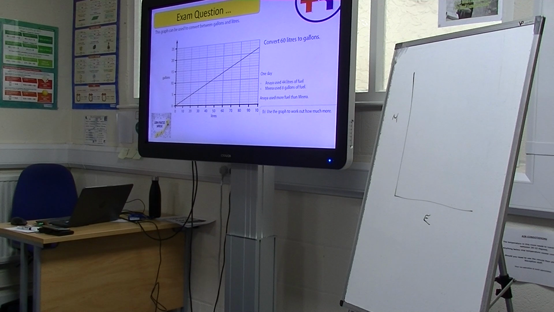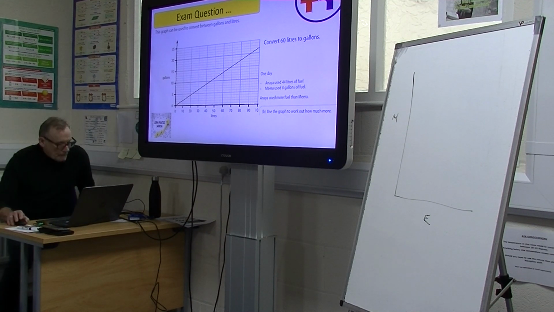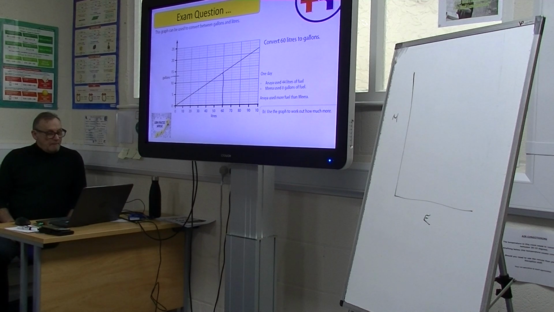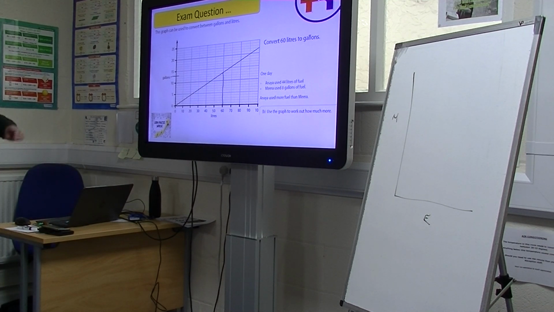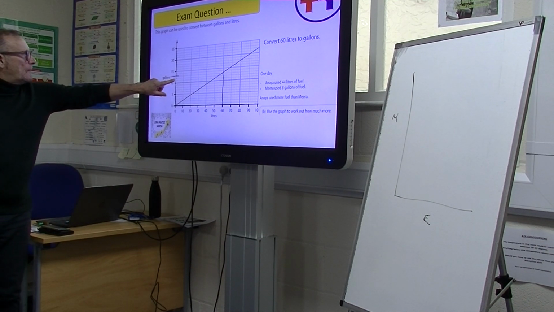So, 60 litres to gallons. What we're going to do is look along the bottom here. I'll just get my pen. There's 60 litres. So we're going to get our ruler and draw a straight line up so we touch the line of best fit, which has already been drawn on that graph for us. It's touching about there. Then we read across, and to me it looks about there. Maybe the one slightly lower than that. Yeah, it's the one lower actually, it's this one.